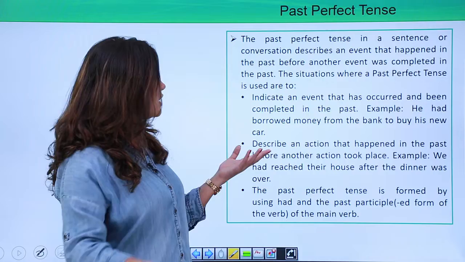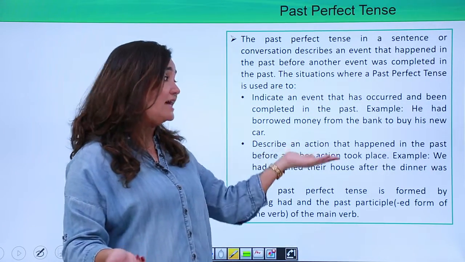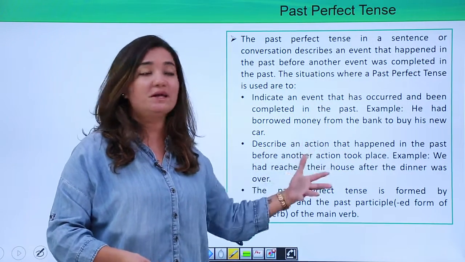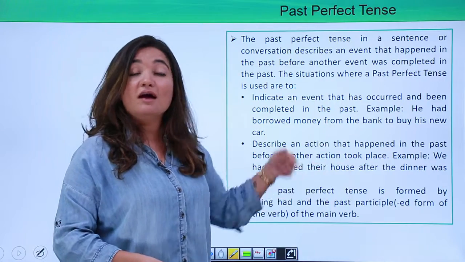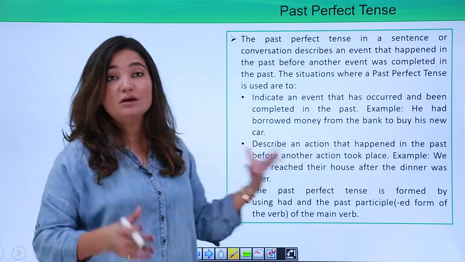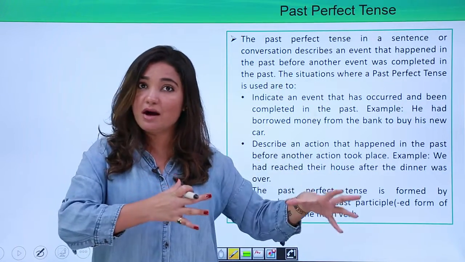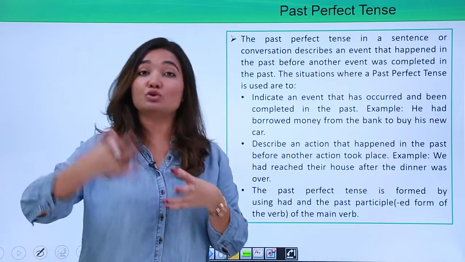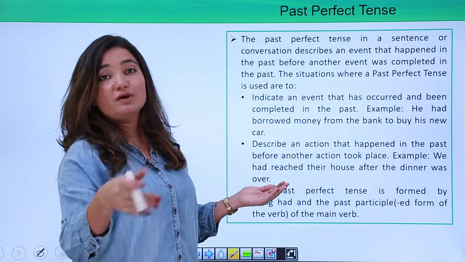Another condition wherein this would come into the picture is to describe an action that happened in the past before another action took place. For example, we reached their house after the dinner was over. So here there is another work: a work which started in the past, but there is another work which comes into the picture here, right? That is also a condition wherein you can use it.